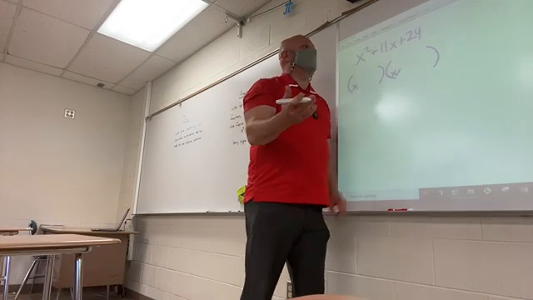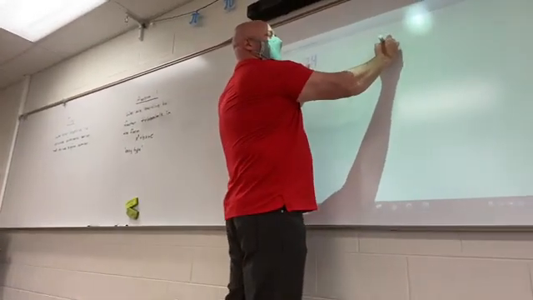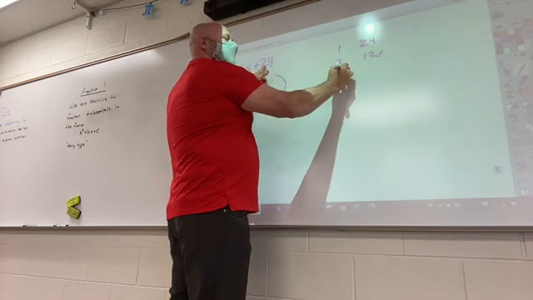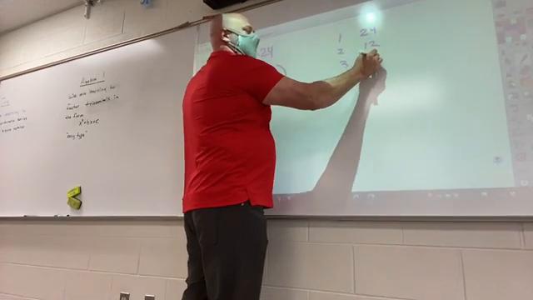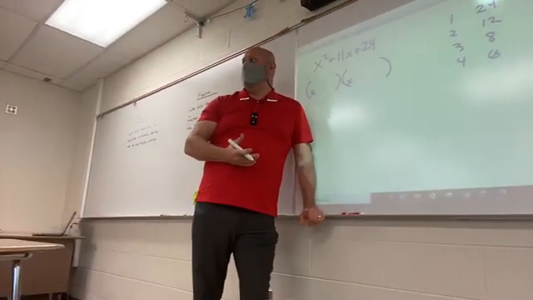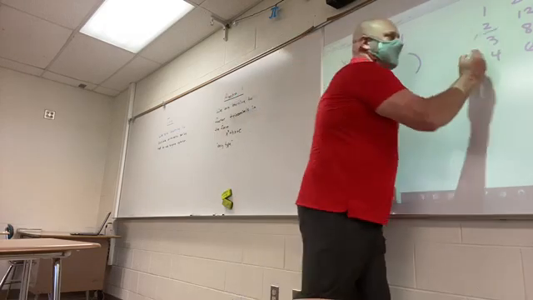When in doubt, just start listing your multiples of 24. What are some different ways to get to 24? 1 times 24, 2 and 12, 3 and 8, 4 and 6, right? Those are all different ways to get to 24. Which of those also add up to 11? 3 and 8.